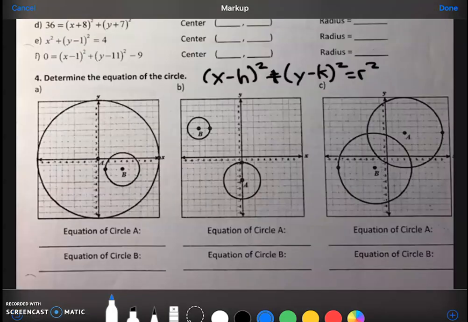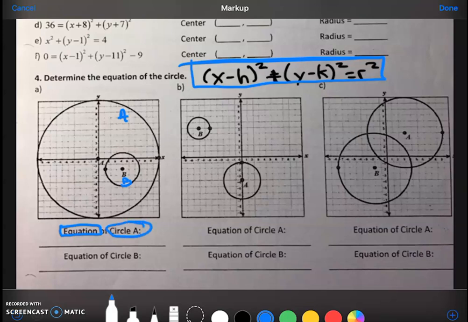Okay, now I'm going to go into part 4 here. Write the equation. So we're going to write an equation like this. Given the picture of a circle here, there's 2 circles in each problem here. This big one is circle A. The small one here is circle B. So we're going to do circle A, the big one. Write the equation of the big circle.